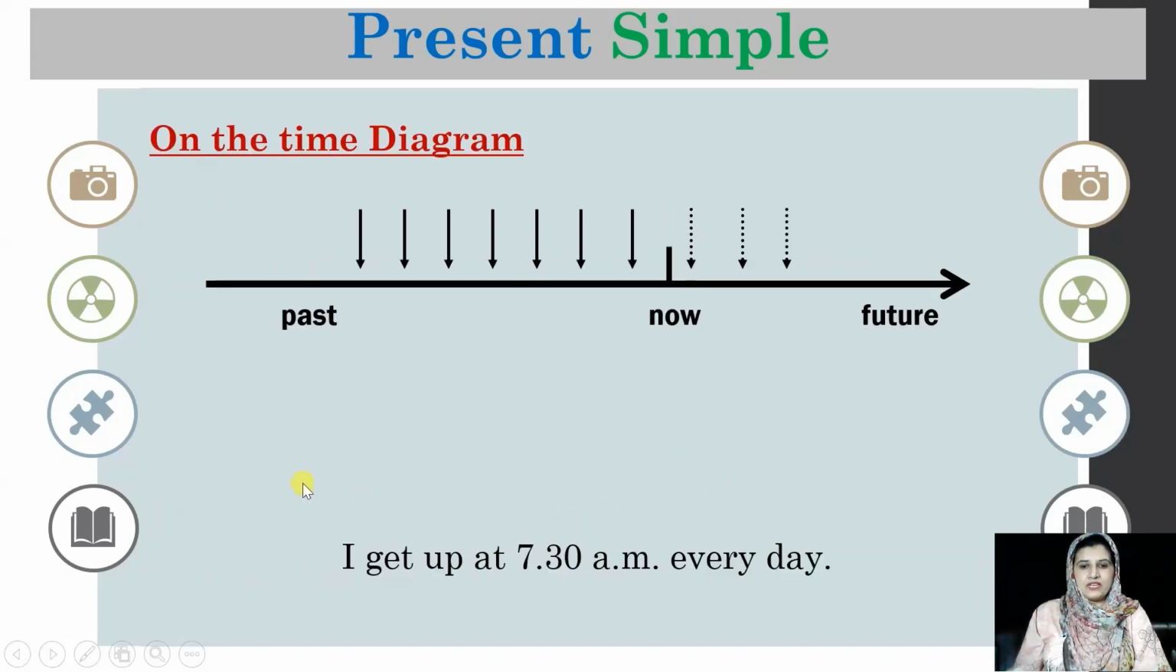Let's move. Okay, you can see here on the time diagram how we give the concept of simple present: the work which was done in the past, the work which is being done now, and it's probably going to happen in future as well. So this is how we show the routine through the time diagram, where the work is supposed to take place in all the time periods to show the routine. For example, I get up at 7:30 every day. Now every day means routine, which consists of past, now and future.